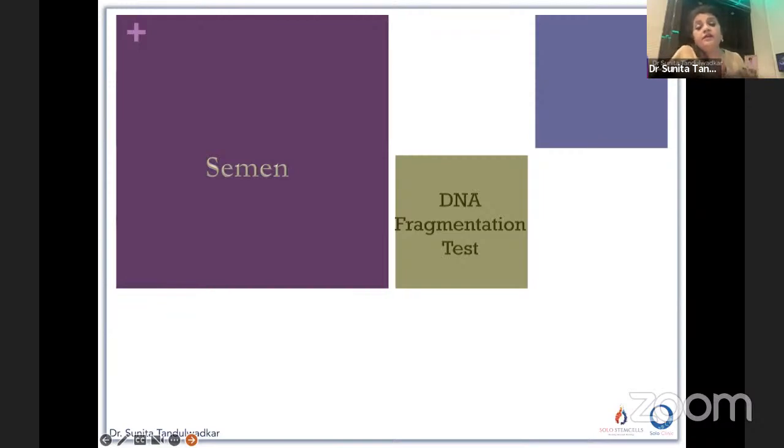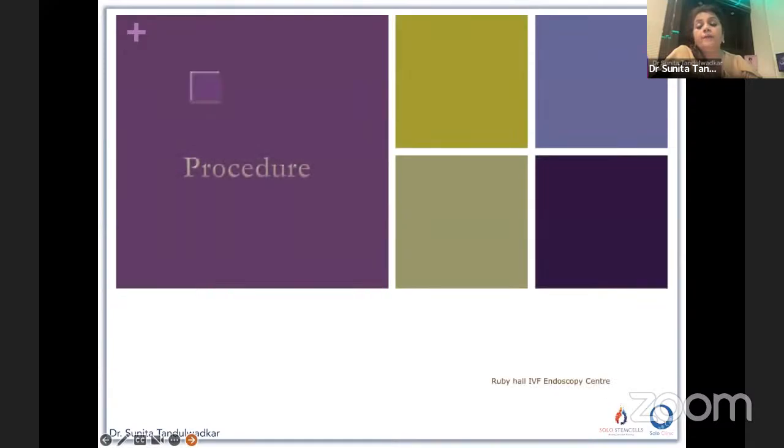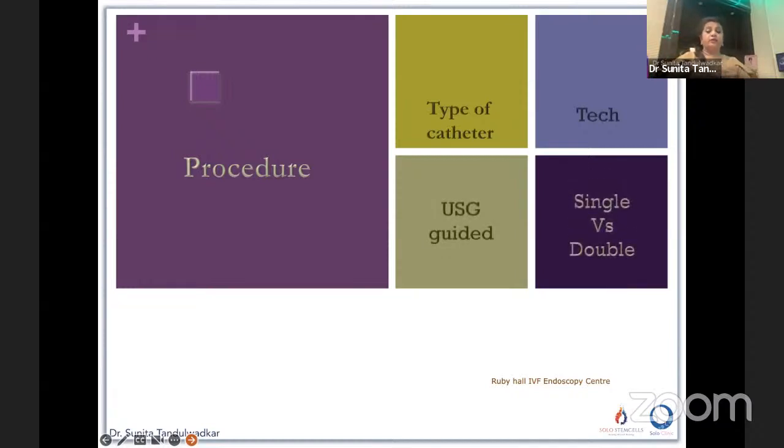Since in ART we use the gradient method only for semen washing, in IUI, in my center, we use only the gradient method for semen washing, but you are justified to use swim-up if the male partner is normal. Now, about the procedure. Type of the catheter, technique, whether I should do sonography, or single versus double IUI. I have already spoken to you about single versus double IUI.